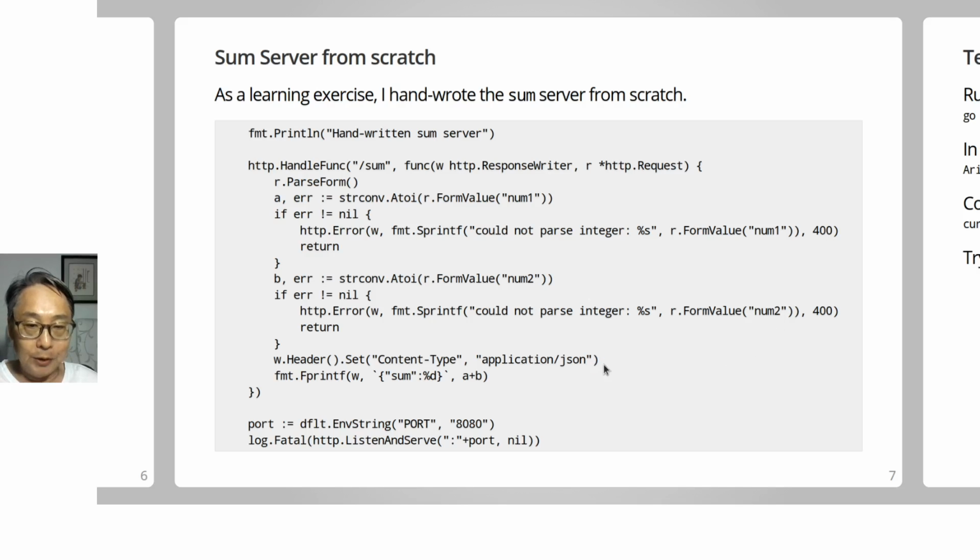In the case of a good request, we set the content type to JSON, application/json. And instead of using the JSON encoder, I just hard-coded a JSON object saying that the sum is a plus b. This is my small little library which connects to port 8080 if the port environment variable is not otherwise defined, and it listens to that port.